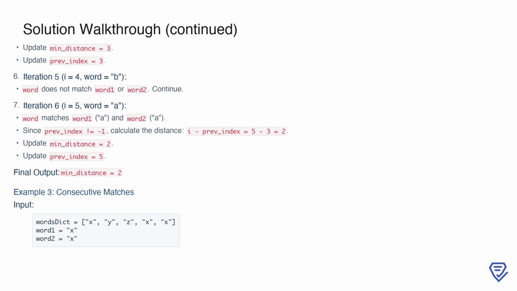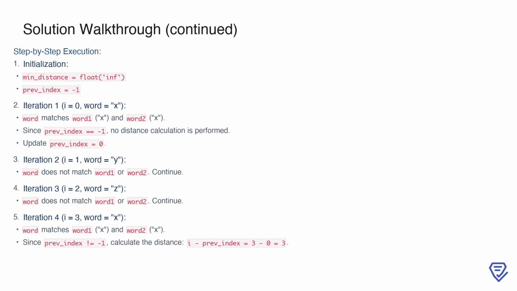In the third example, the list contains consecutive matches for the target word x. Here, both word 1 and word 2 are again the same, set to x. We initialize min_distance to infinity and prev_index to -1. At index 0, the word is x, which matches the targets. Since prev_index is -1, we don't calculate a distance yet, but we set prev_index to 0.